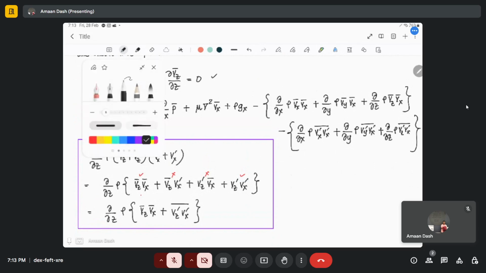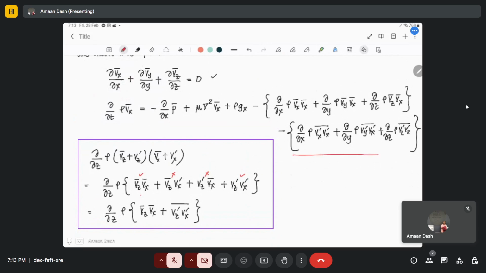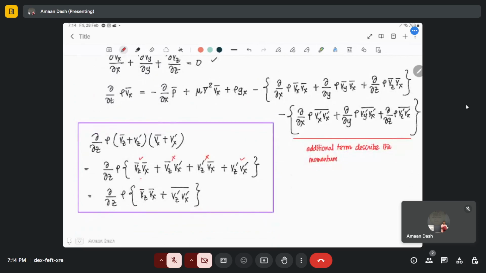So this term, particularly this extra term that we have, okay, so this additional term describes the momentum transport associated with turbulent fluctuations.